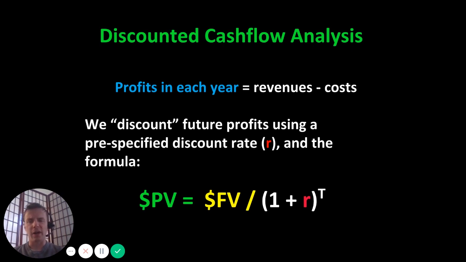So we discount future profits, both revenues and costs, using a pre-specified discount rate, r, and the formula PV is equal to FV divided by 1 plus r to the t.